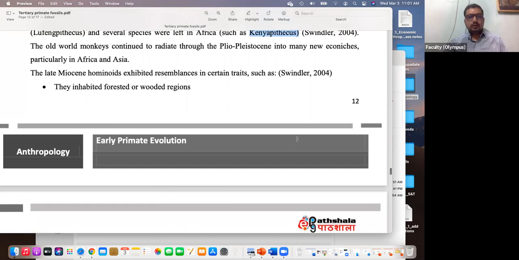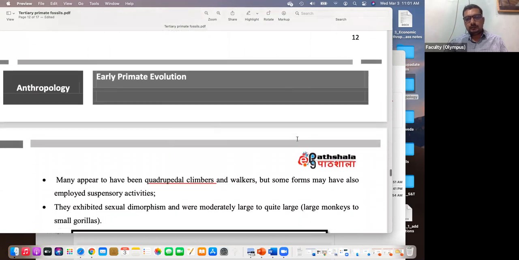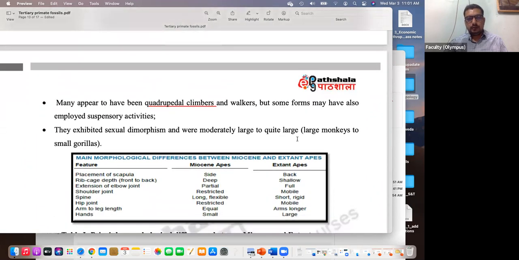Okay, and these hominoids have a lot of resemblances with respect to the primates. Some of them are quadrupedal climbers and walkers, using four feet to climb and walk, which are ape-like features. But some forms may have also employed suspensory activities. We have talked about quadrupedalism and locomotion, right? Their quadrupedal features could be seen, along with some suspensory activities in the process of movement, but definitely the quadrupedal features were more like the ape-like features you could find in them.